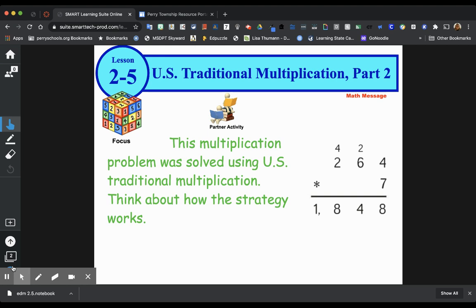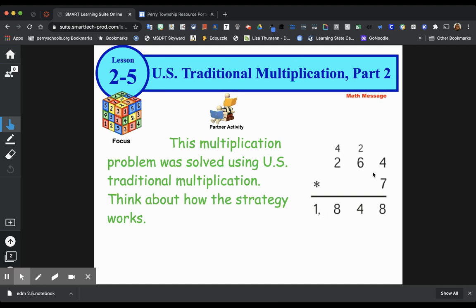Starting off, taking a look at this problem over here to the right, 264 times 7, it was solved using the U.S. traditional multiplication. Take a minute and think about how the strategy works. Hopefully you remembered that we start over to the right and we take it times the ones place. If there's any tens, we carry those over. Then we multiply it by the tens place, add the tens. If there were any hundreds in that answer, we move that over, and so forth.